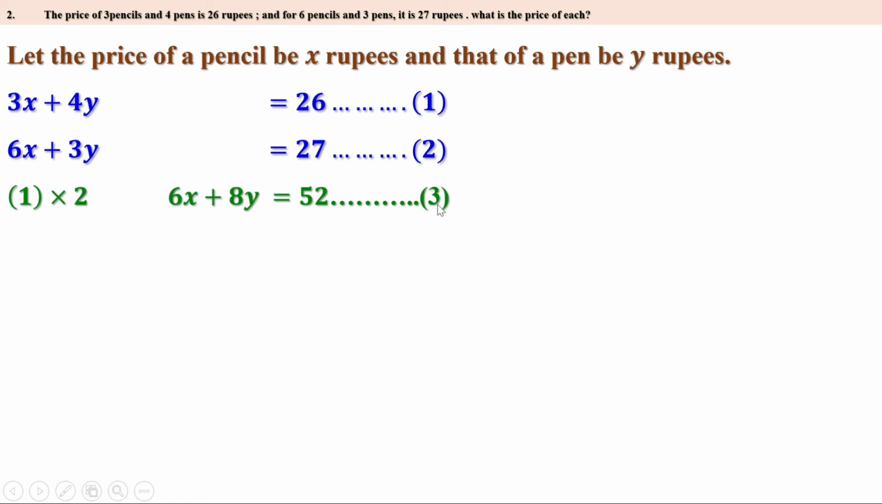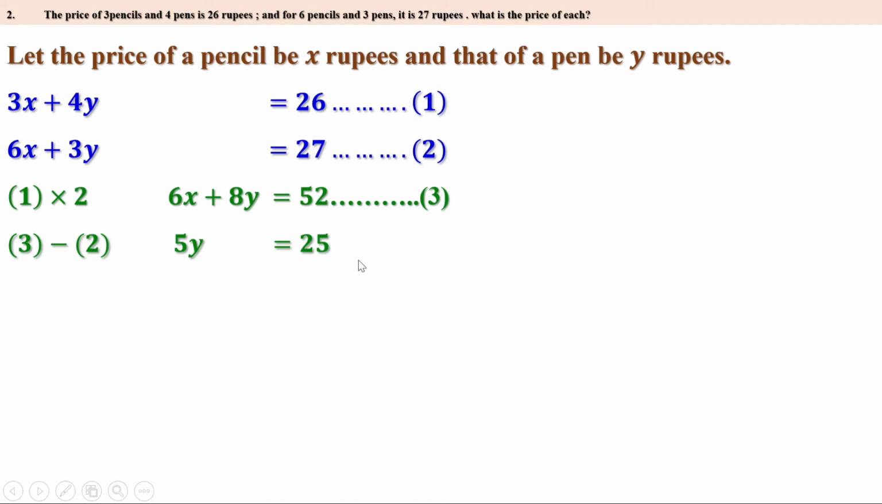The first equation and third equations are same. So now we are going to consider the second equation and third equation. The first term is 6x. Here also the first term is 6x. So when we subtract one equation from the other, x gets cancelled and we get an equation in y only. 52 is more than 27, so it is better to subtract the second equation from the third equation. So when we subtract second equation from the third equation, 6x minus 6x is 0, 8y minus 3y is 5y, equal to 52 minus 27 is 25.